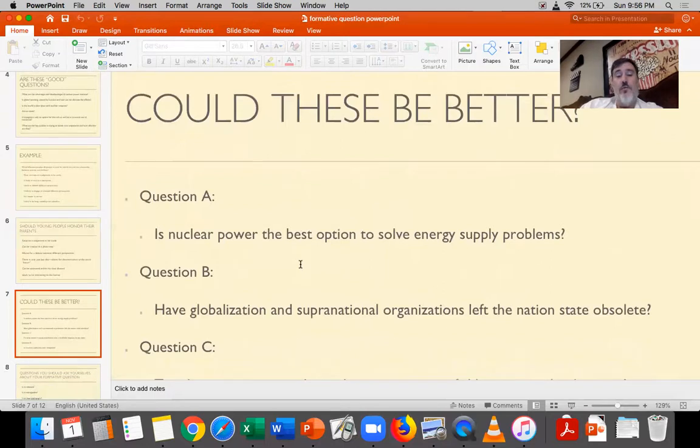Is nuclear power the best option to solve energy supply problems? You may recognize an issue with this one if you run it through the list. Number one, it's assuming there's an energy supply problem, isn't it? So you'd have to spend a portion of your time actually explaining that, which takes away the ability to answer that within the word limit. It is open-ended. It would be global. You could change that question and still probably do it, but it's most likely too big. Okay, it's too big a topic. You would need to narrow it down for it to be an appropriate question.